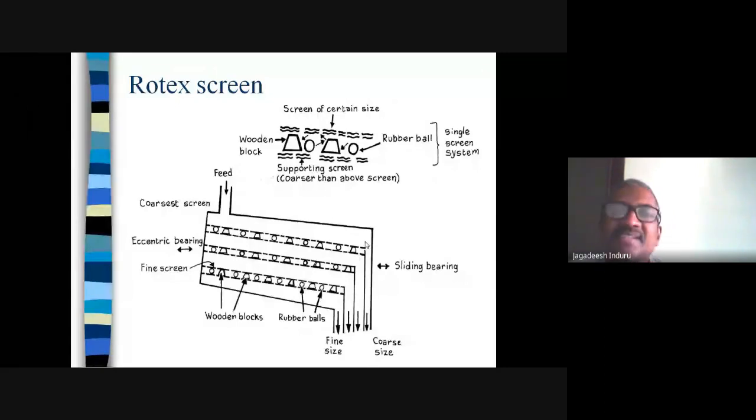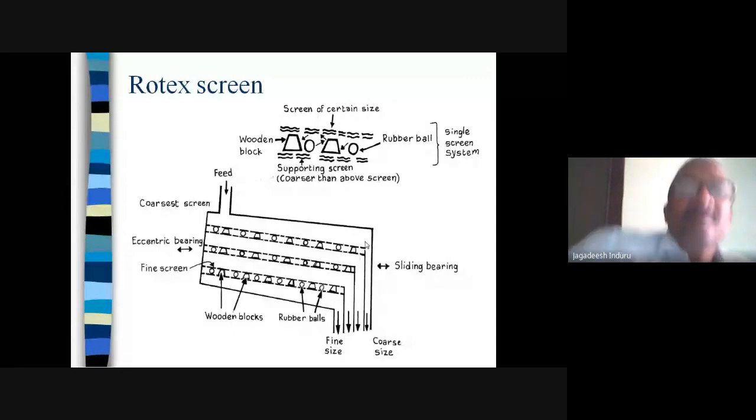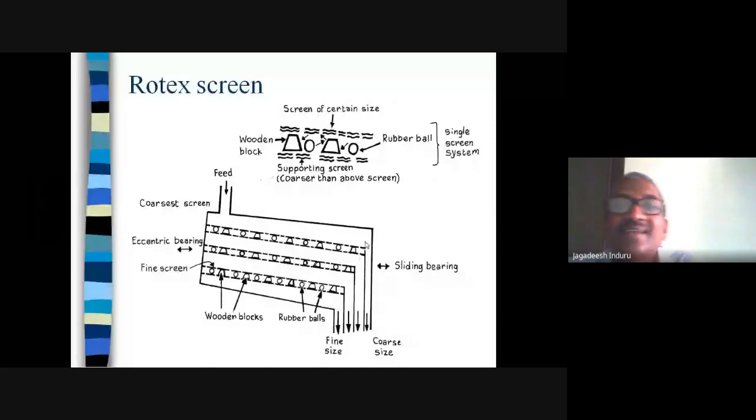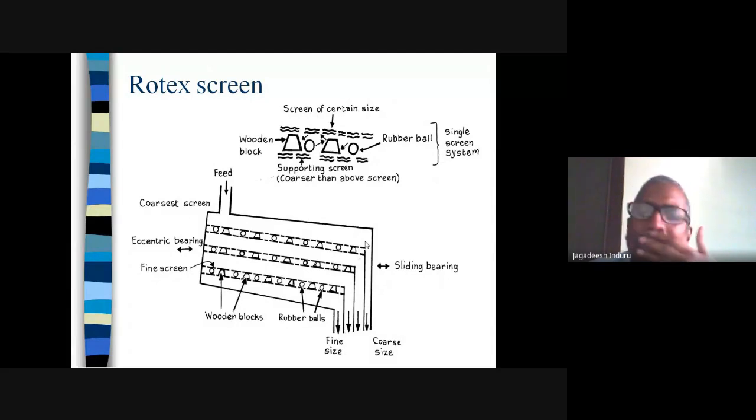Now we will see the construction part of it. At the top, the first construction part contains screens of different sizes, with different openings. The top screen has a bigger opening, then the middle, then the bottom. So the top screen is bigger, the middle is smaller, and the bottom is further smaller, like that. So it is containing screens.